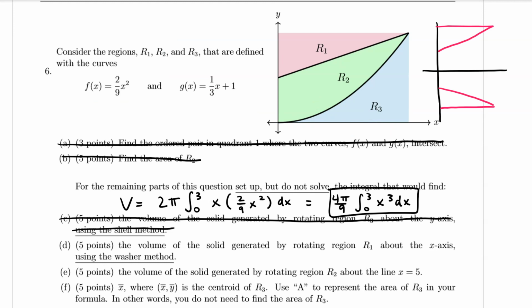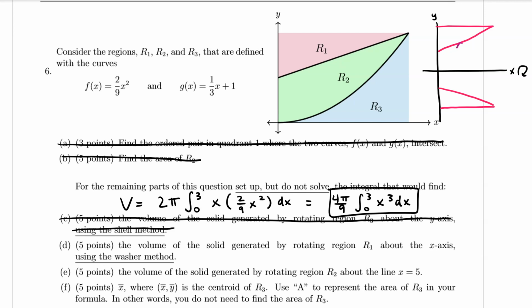All right, part D says we want to set up the integral that would find the volume of the solid generated by rotating region R1 about the x-axis using the washer method. So I've gone here and done a quick sketch of what we're doing, and we are rotating about the x-axis, and we want to use the washer method. So now I'm going to go ahead and draw a washer.